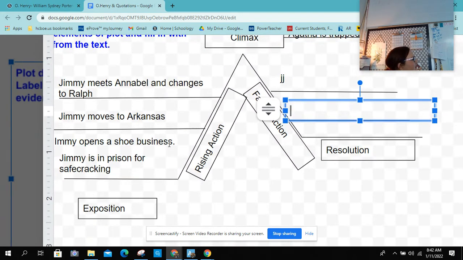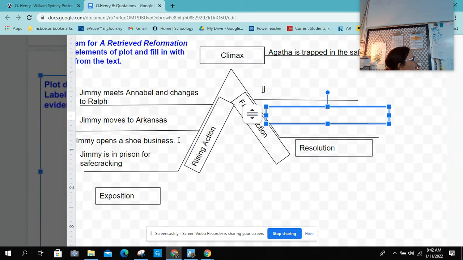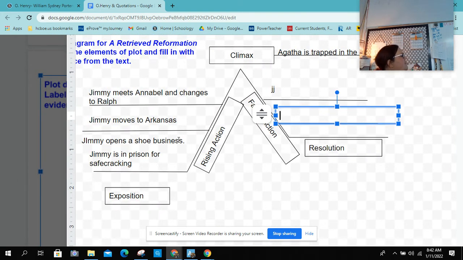Jimmy opens a shoe business, moves to Arkansas, and he meets Annabelle and changes to Ralph.